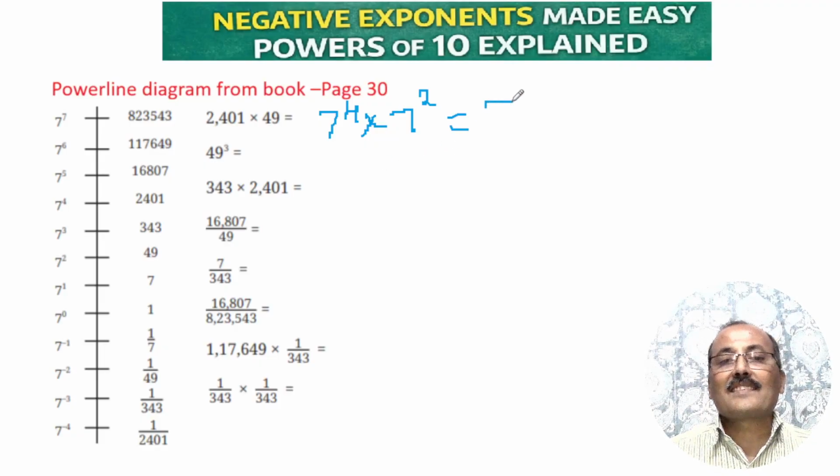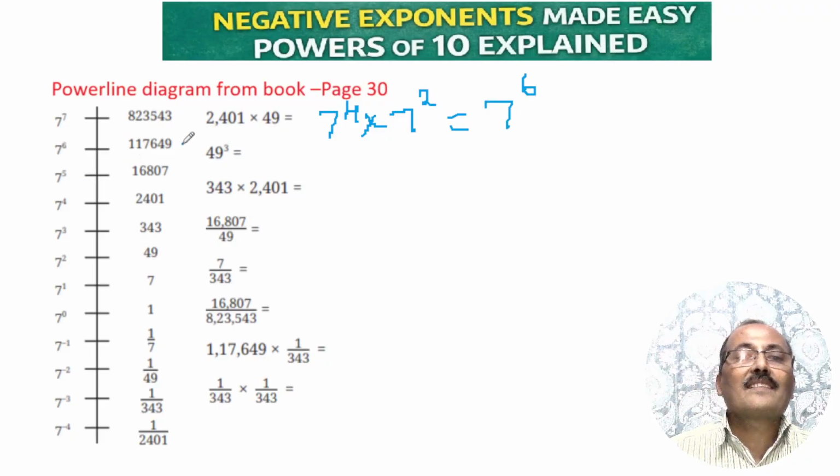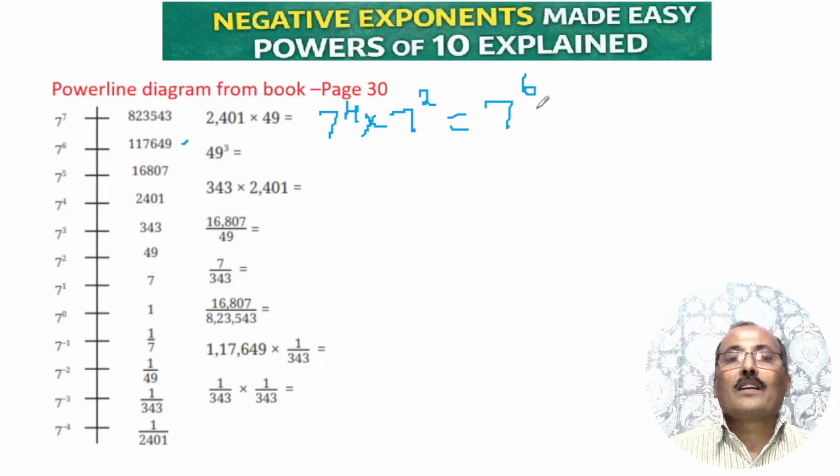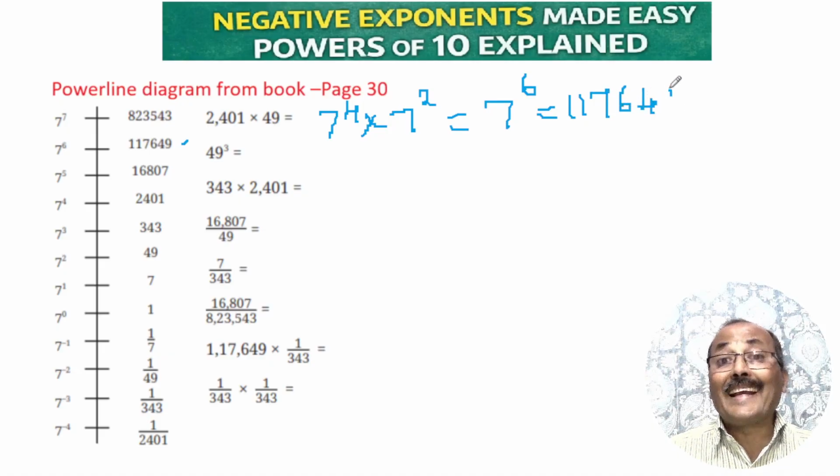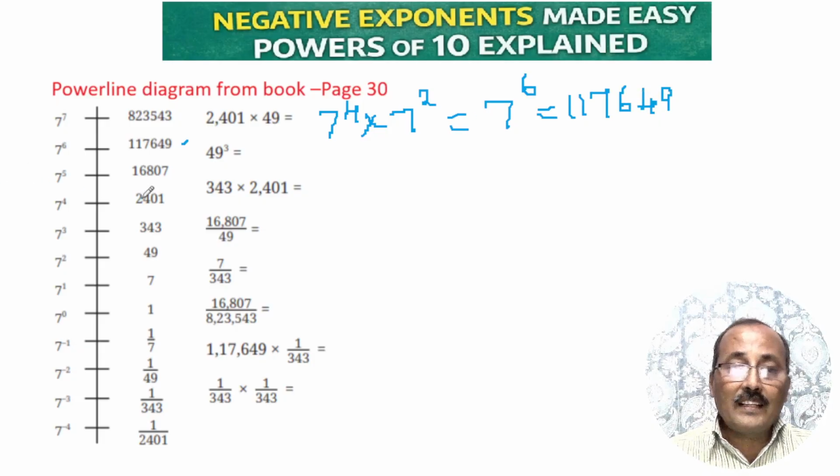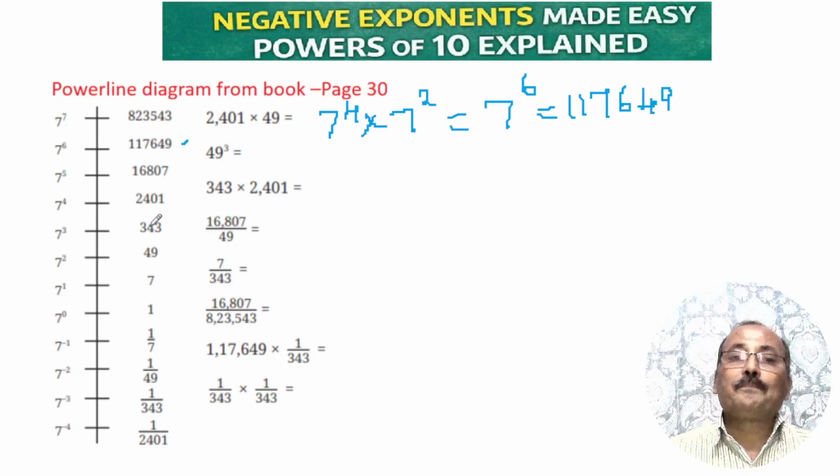Now what is the answer? 7 to the power of 6. Is 7 to the power of 6 already here? The answer also is here. We can write it as 117649. In the exams, my dear students, remember, if it is not in this power line diagram, don't try to multiply and get the answer. Write it in the power itself and leave, because they are not going to ask it.